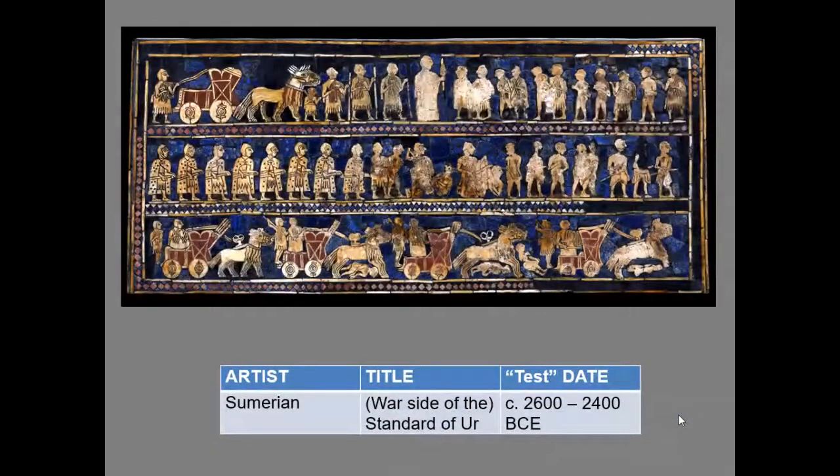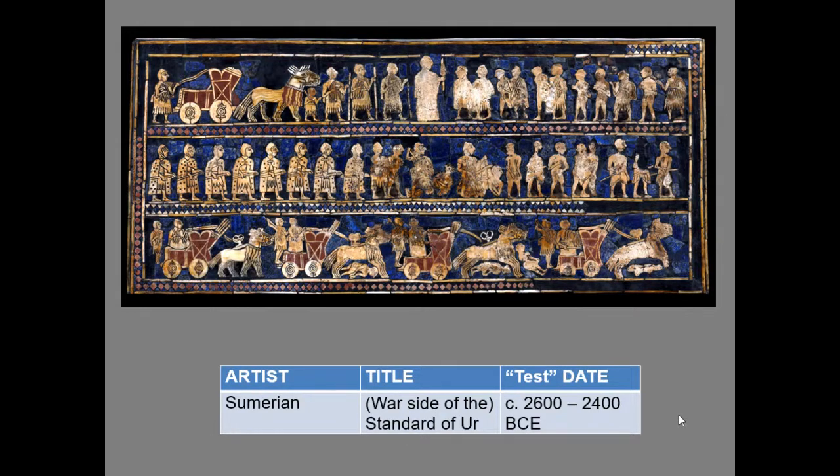Again, we have an example of use of registers, and the bottom of each register in this case is a ground line. That is the Sumerian standard of the city of Ur. This is a burial site. We don't know for sure what this object would have been used for. It could actually have been a sounding board for a stringed instrument.